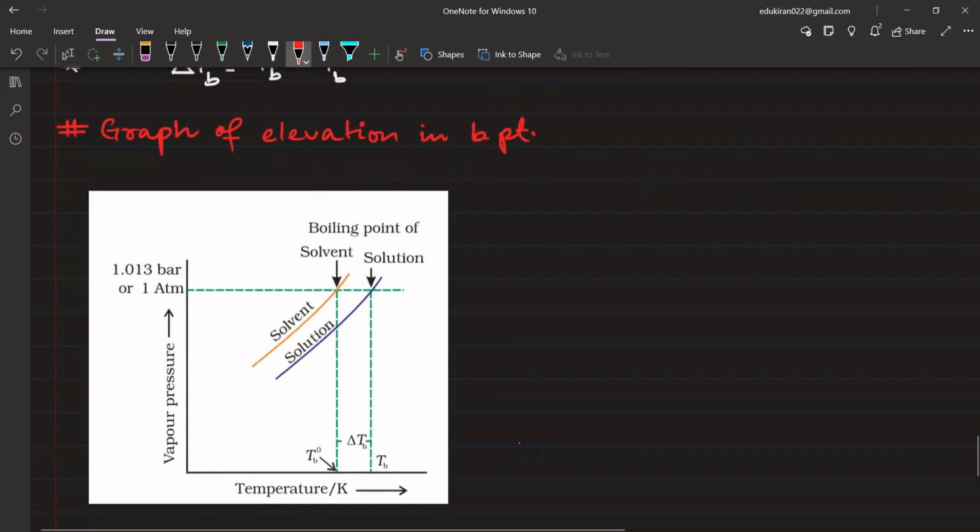Please see this graph, है ना? सबसे पहले देखिएगा आप solvent के बारे में, ठीक है? Please see first of all, first of all see for solvent. And where are you going to see? You are going to see at this point, ठीक है?